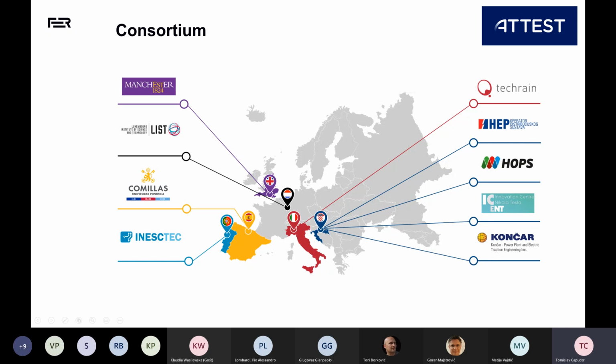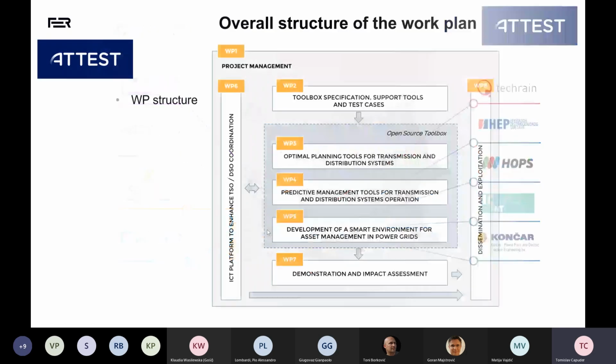So while we develop the solutions, these guys test them. TechRain, which changed its name, so it's now Alcatel, is actually putting this together into a single platform together with a partner from Croatia, Končar. Končar is more familiar with how Croatian system operators work in terms of IT. So they support TechRain in putting this platform containing these tools into operation in our system operators.